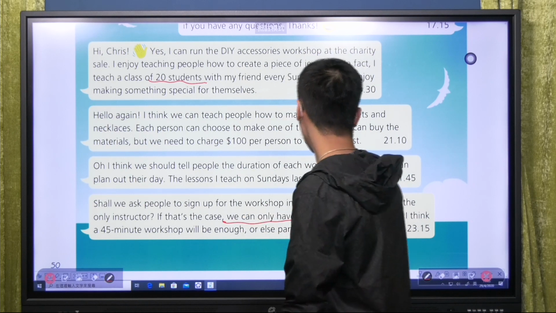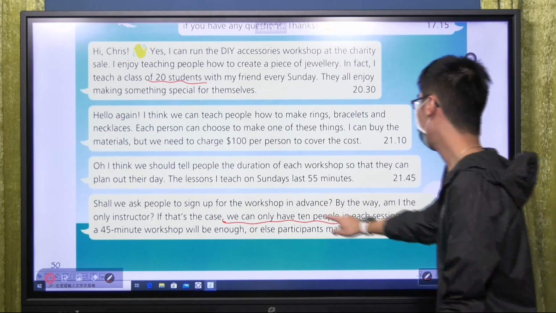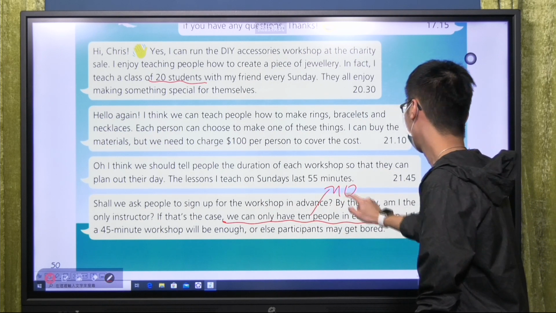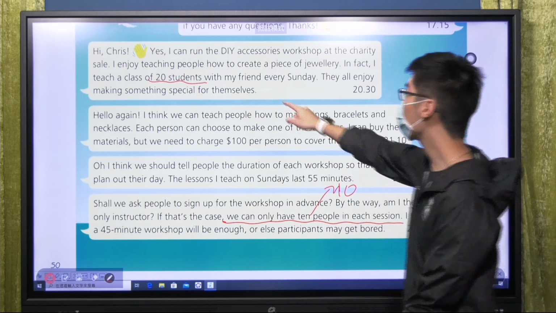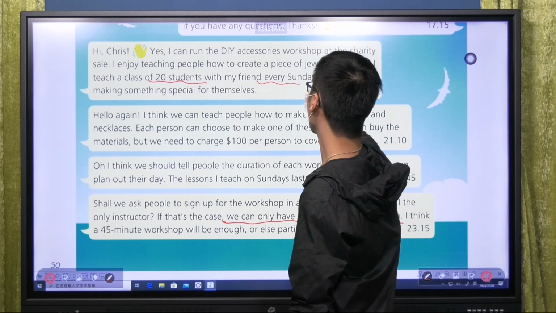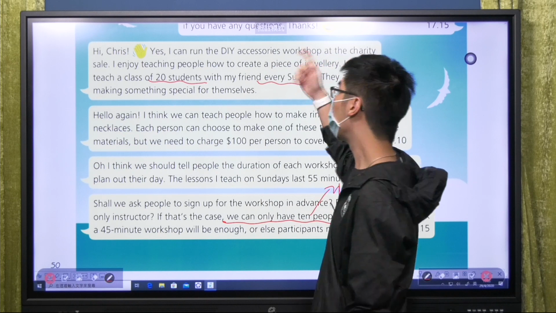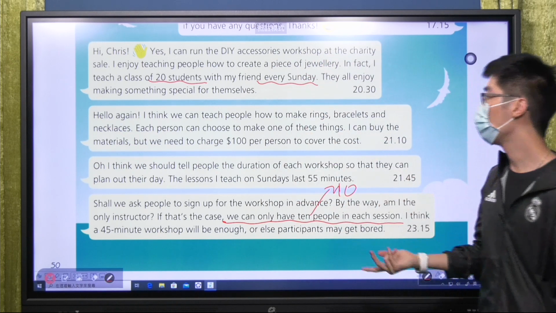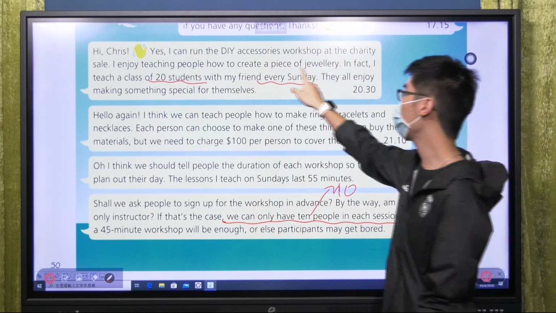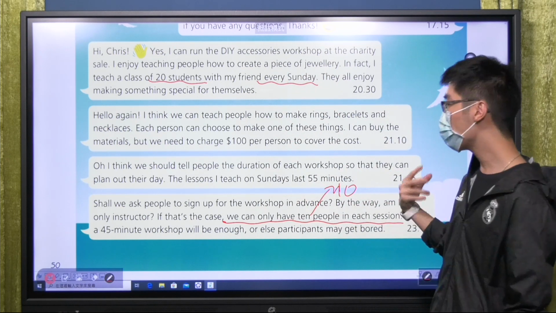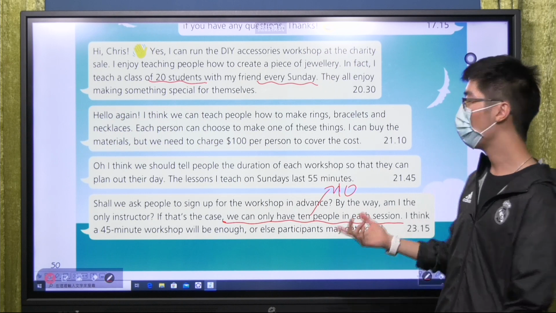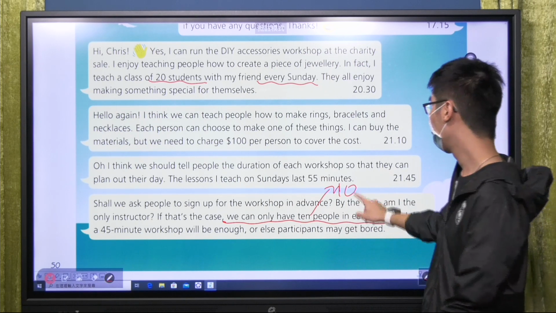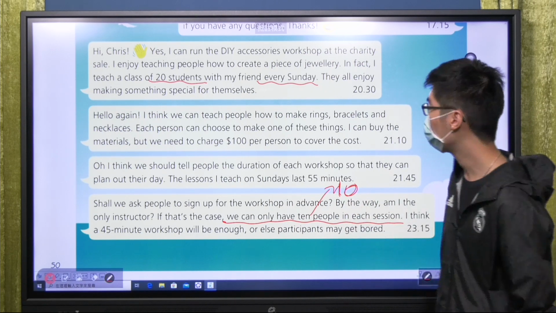But you can see right here, only 10 people can be in each class. So this one is marking the previous time for Flo Lamb to have the classes every Sunday, but this is answering the question how many people can join the workshop for the charity sale. So it should be 10, not 20.